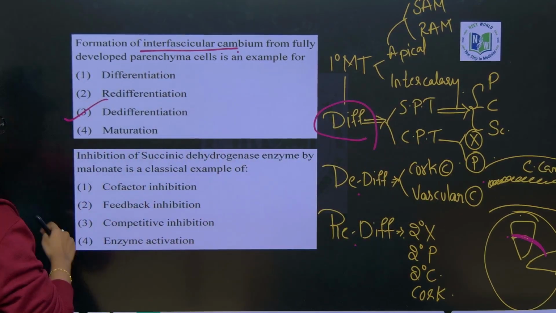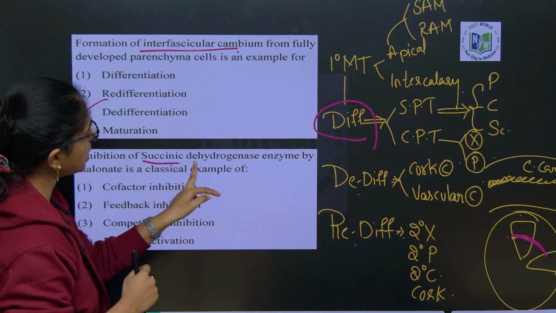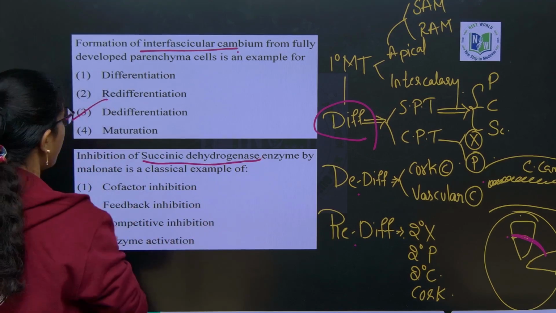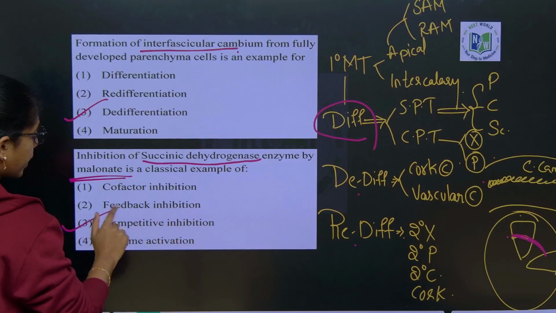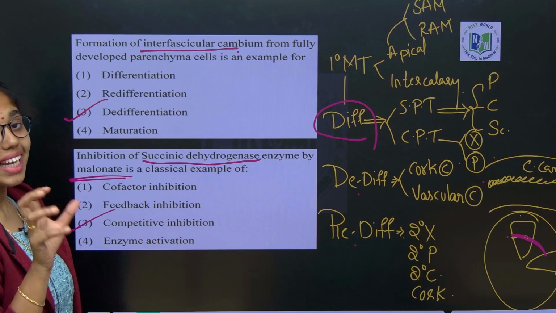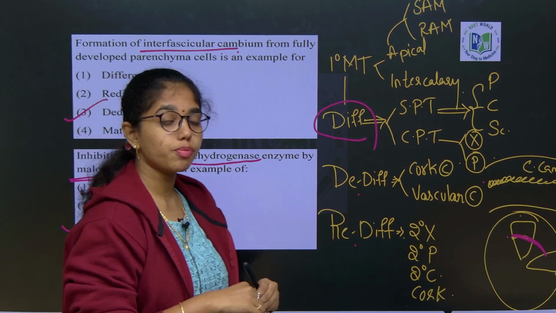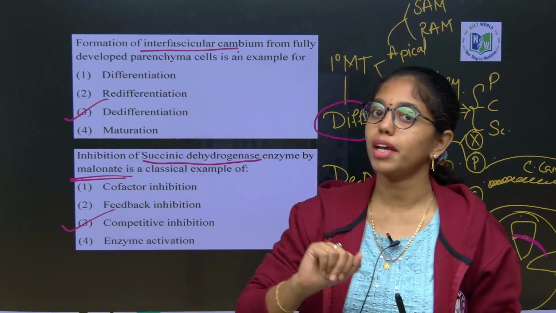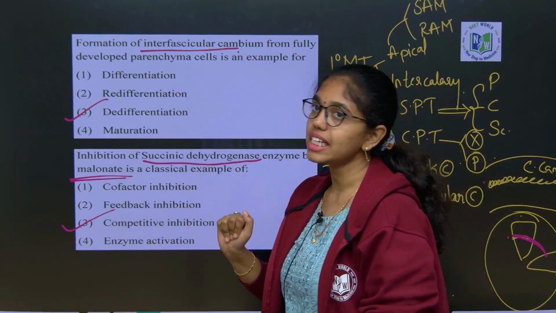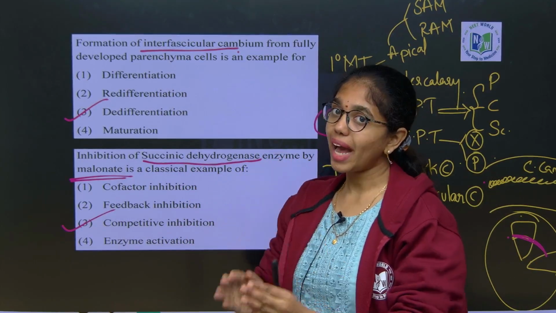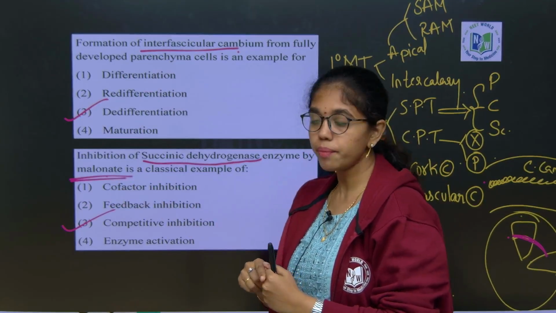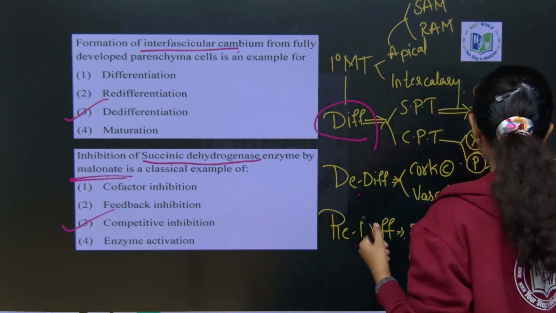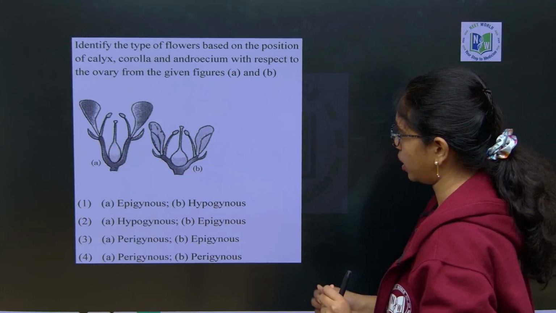Next question, Nana: inhibition of succinic dehydrogenase enzyme by malonate is classified under competitive inhibition, in the ETS, the electron transport system of mitochondria, from complex 2. Complex 2 is succinic dehydrogenase, right? So, that is competitively inhibited by malonate. Remember this, it was also asked in one of the previous year questions again.